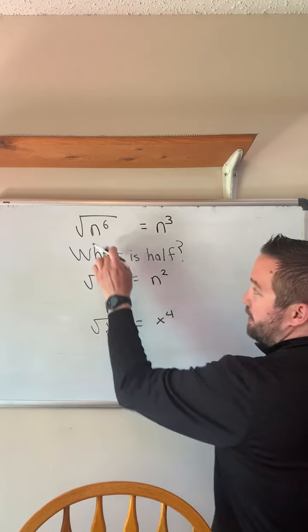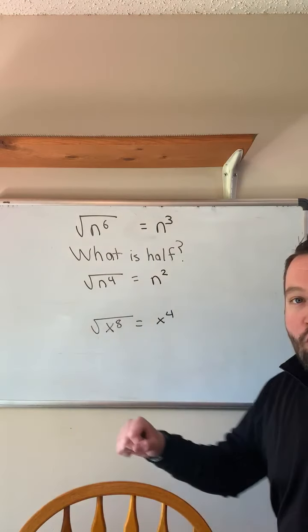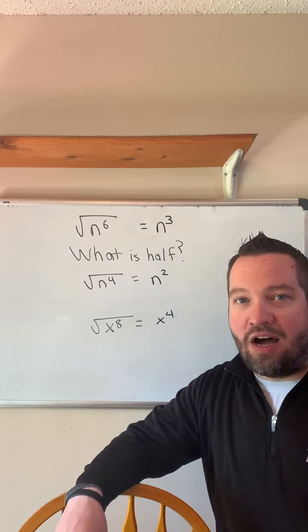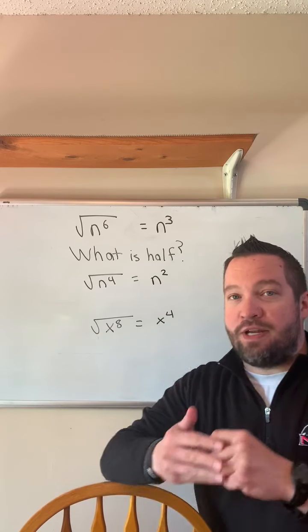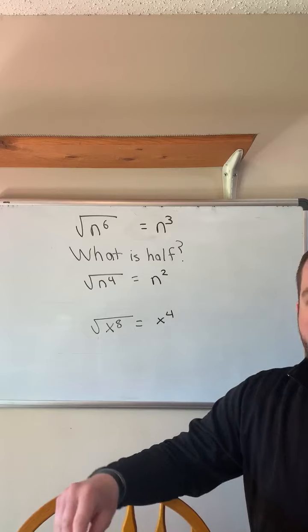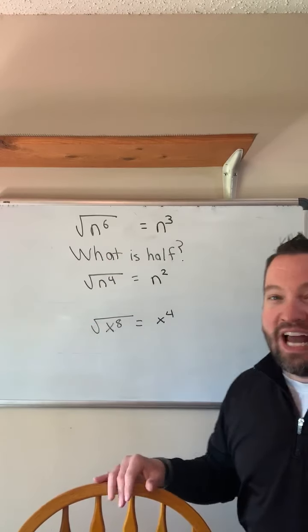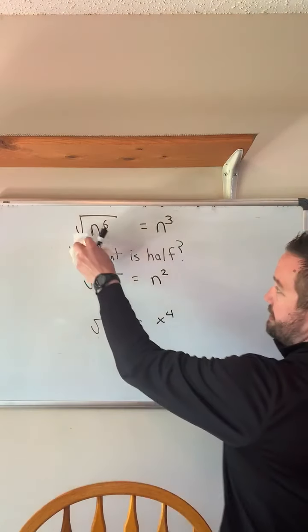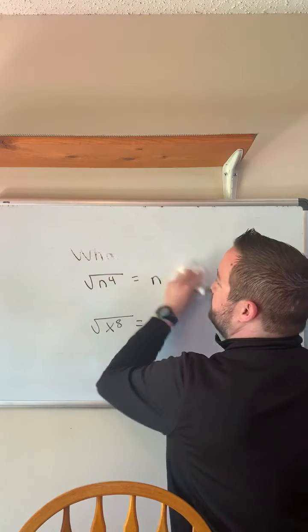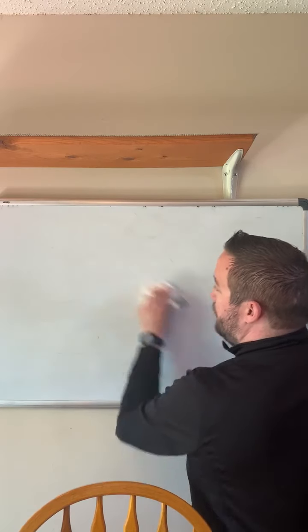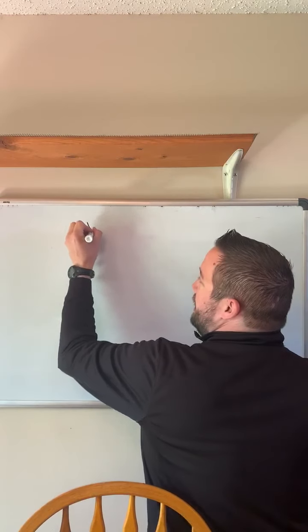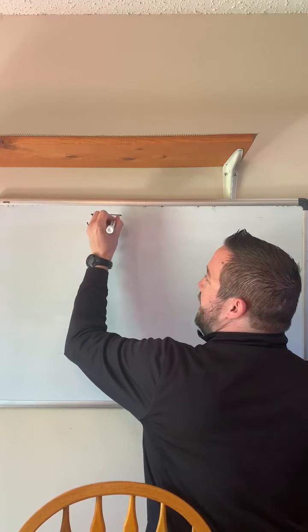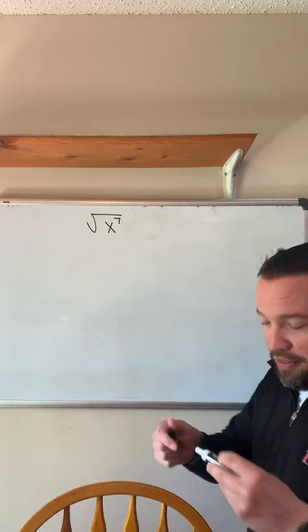So if you take a look at all of these, you notice that they're all even numbers. So what we're going to do now is transfer to where the number under the square root is an odd number. So let's do this. Let's just say what we have is the square root of x to the seventh.